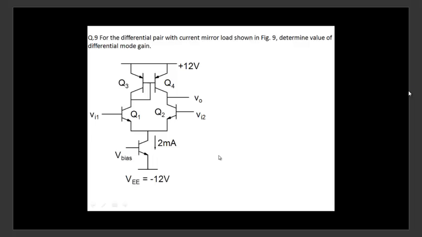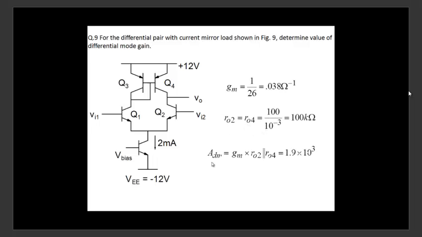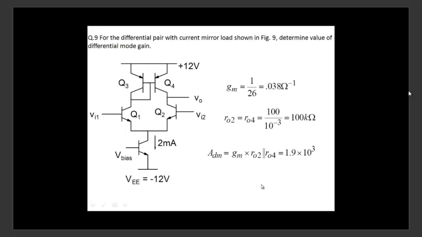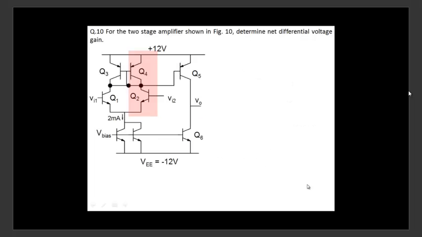All right. This is a normal differential pair with current mirror load, a straightforward application of formulas. GM, R02, R04, calculate ADM. And as I said, we can't calculate ACM. We said ACM calculation is far more difficult, and we've left that here. All right, so this is straightforward.